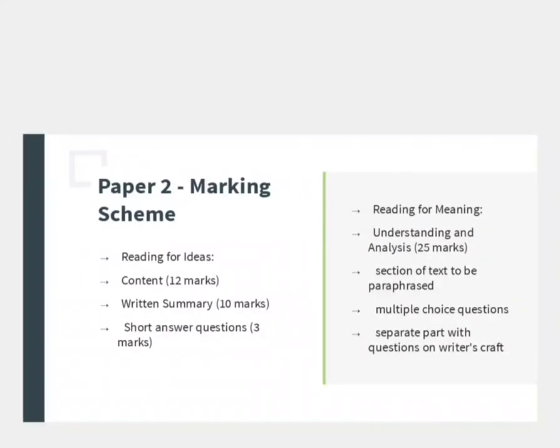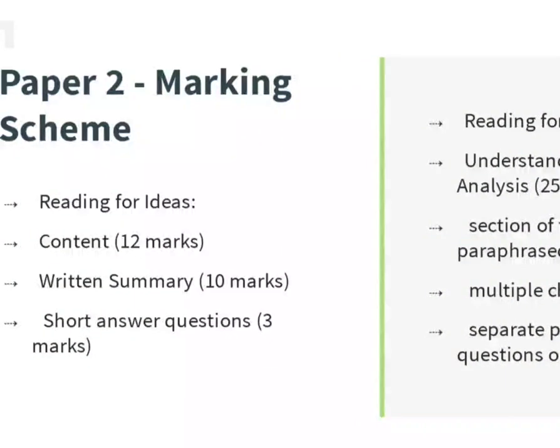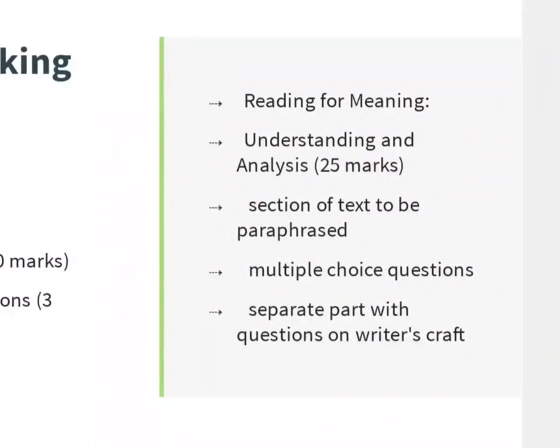So what would be its marking scheme and the further requirements? Here in section 1, reading for ideas, these 25 marks are divided as follows: content carries 12 marks, the written summary carries 10 marks, and the short answer questions 3 marks. Then comes section 2, reading for meaning. Understanding and analysis carries 25 marks.